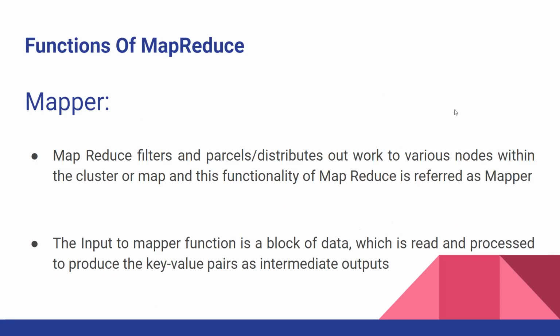Okay. So there are two main functions of MapReduce, which are mapper and reducer. MapReduce filters and distributes work to various nodes within the cluster, or map, and this functionality of MapReduce is called the mapper. The input to the mapper function is a block of data. It reads the block of data and processes it to give us an intermediate output, which is a key value pair.